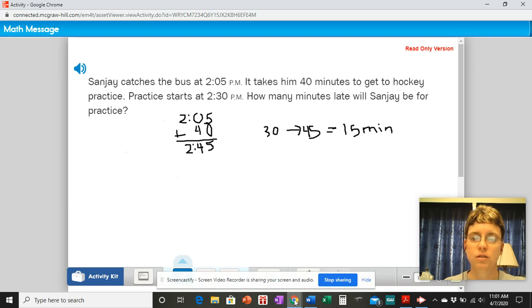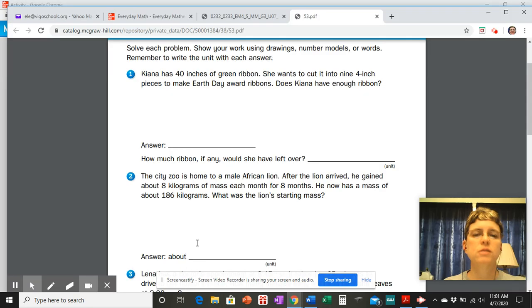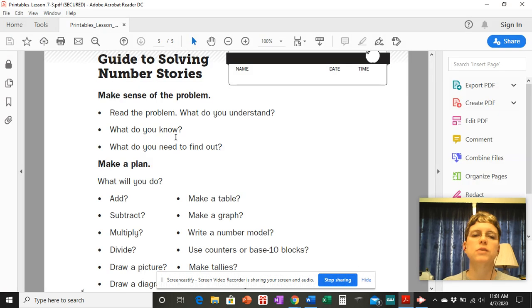Okay, and let's go to our math journal page. We are going to be working on solving number stories, and let's review some of those guidelines. So, guide to solving number stories. Make sense of the problem. Read the problem. What do you understand? What do you know? What do you need to find out?